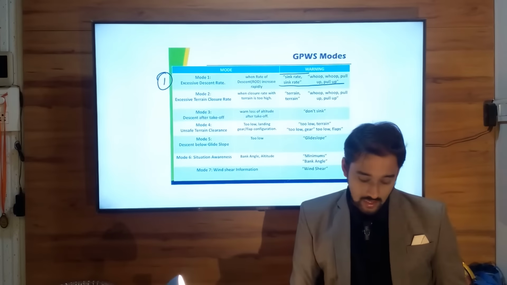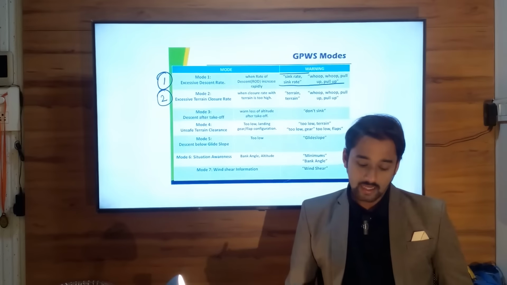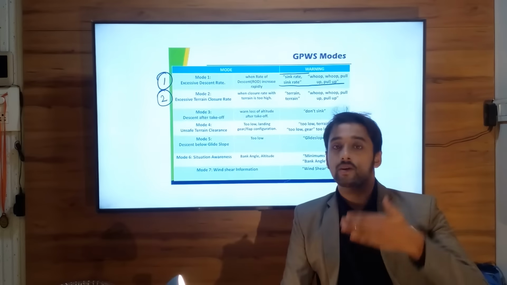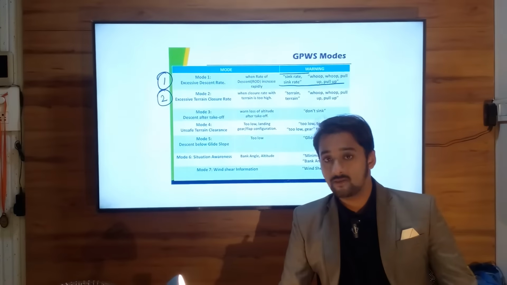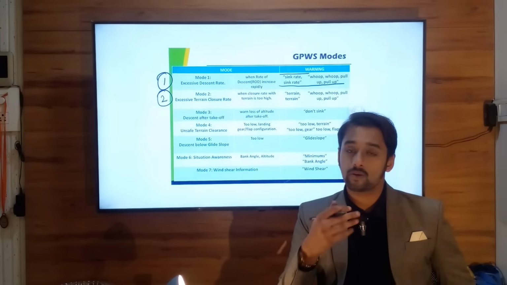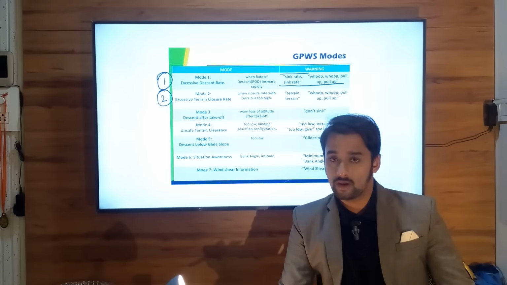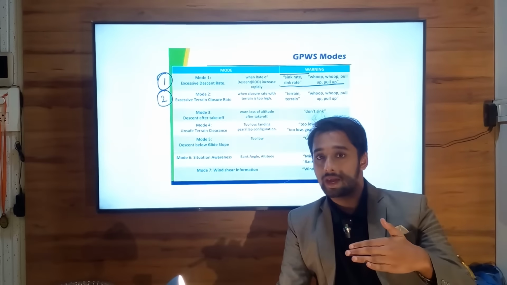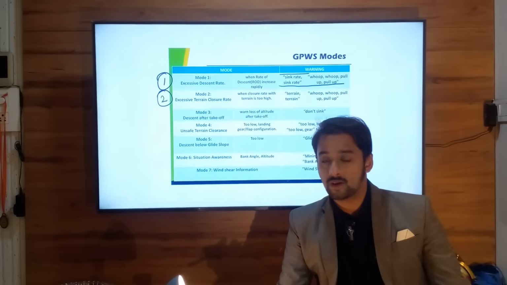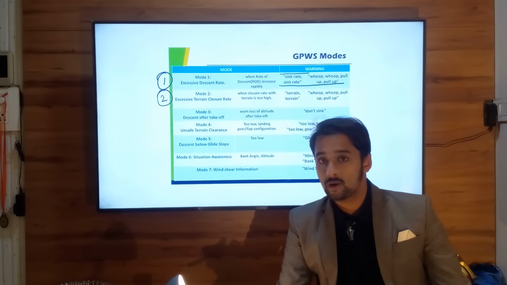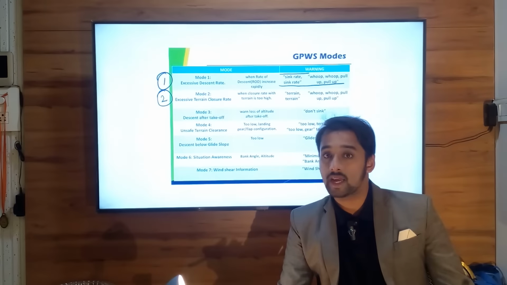The second mode, or second situation when you can get an alert and warning, is excessive terrain closure rate, that means you are getting close to a particular terrain at a very fast speed. If there is a mountain ahead of you or just below you, and you are going close to it very fast, maybe there are bad visibility conditions or you have not reset your altimeter setting on a very cold day or in a low pressure region, you may be flying very close to the terrain ahead of you.